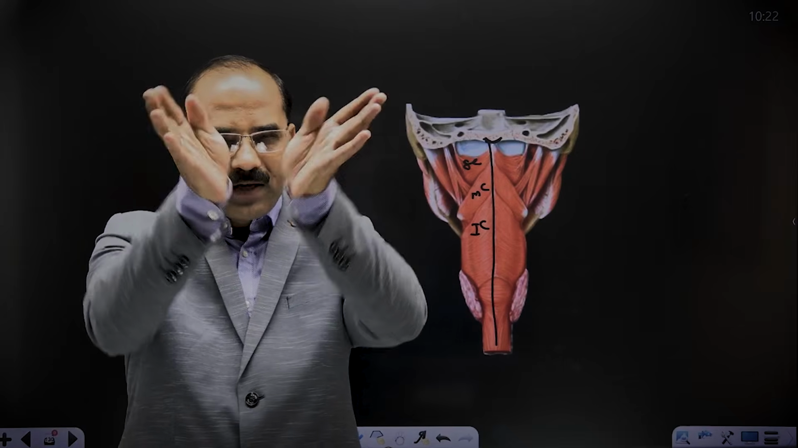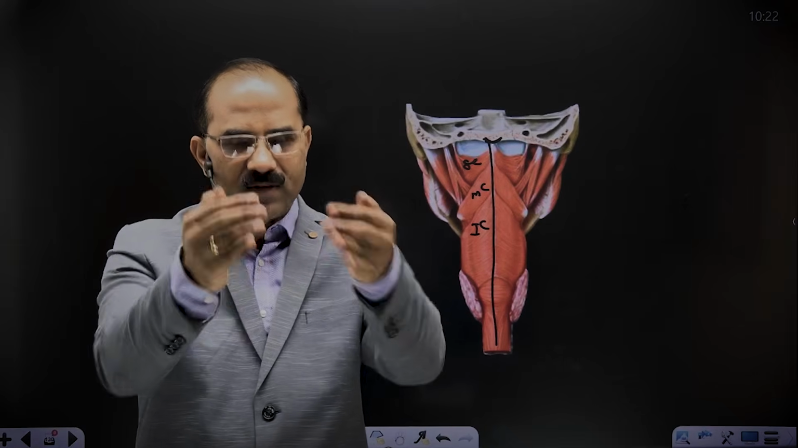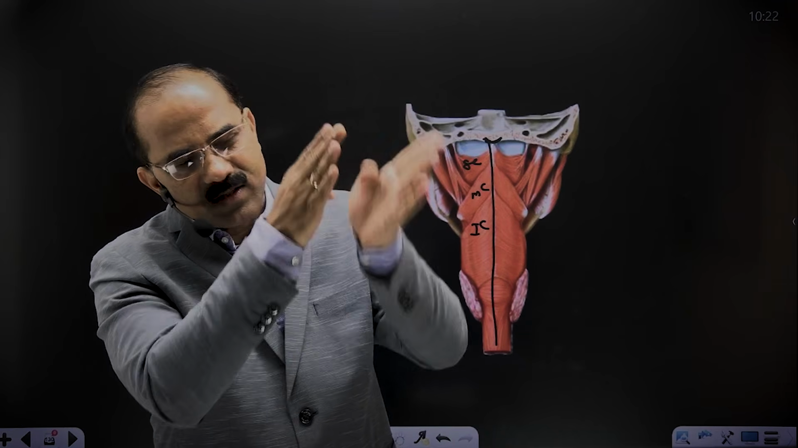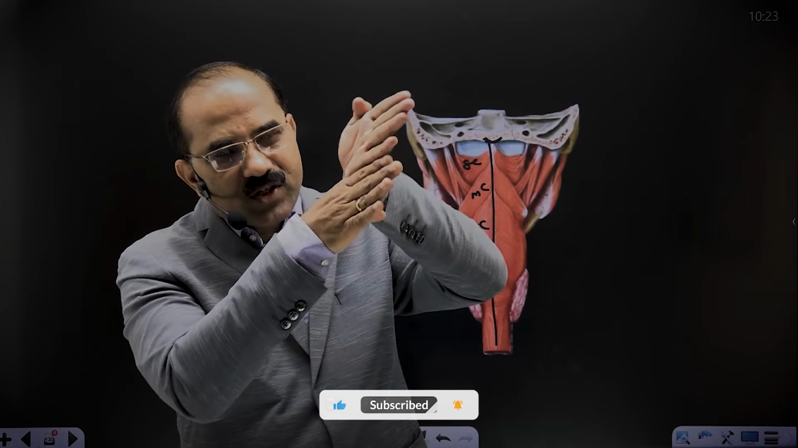That's the superior constrictor. That's the middle constrictor. That's the inferior constrictor. Or you see from the side, this is the superior constrictor, that's the middle constrictor, that's the inferior constrictor. No, they're not like this. They're not placed edge to edge, superior, middle, inferior. They overlap each other. That means the superior constrictor is overlapped by the middle constrictor, and the middle constrictor is overlapped by the inferior constrictor.